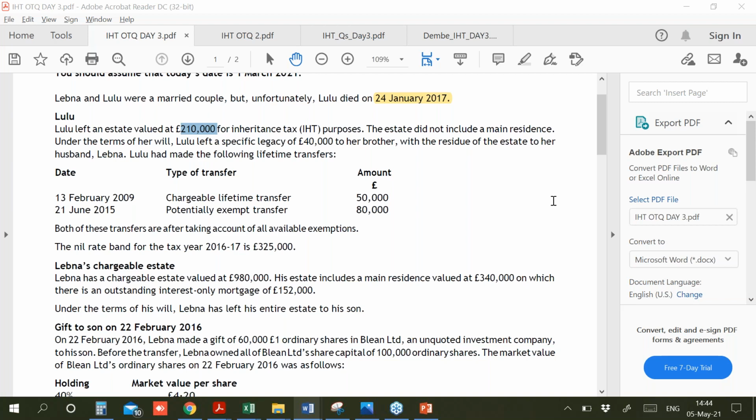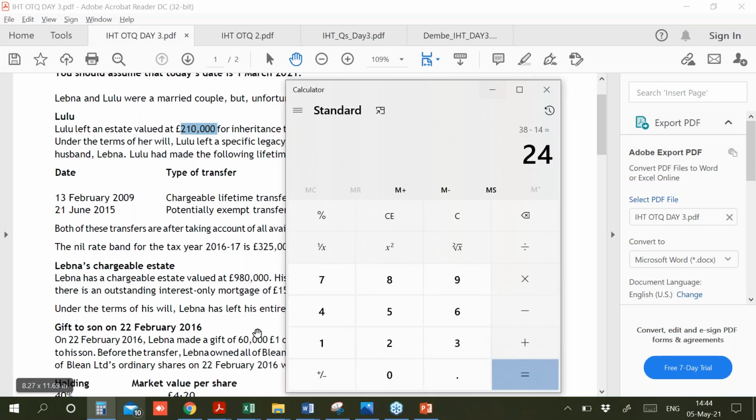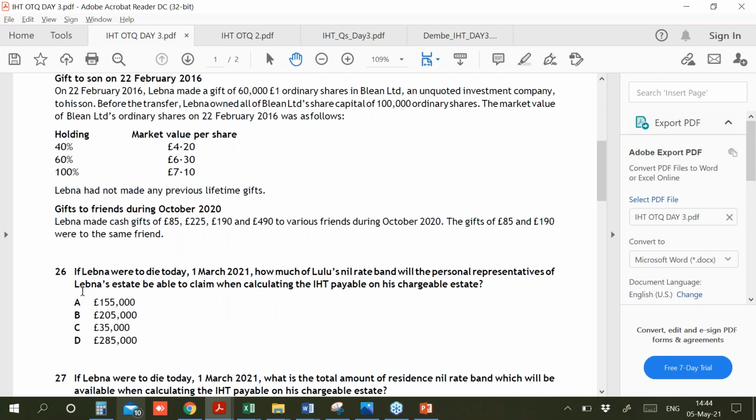So that's why, out of 325,000, I will deduct only the two amounts. That is 325,000 minus 40,000 that has been left to the brother and 80,000 that was a gift on 21st June. 205,000 of the nil rate band was left. So guys, what is the correct answer? How much can Lebna take out of Lulu's nil rate band? Which answer is correct? Obviously the answer B. B is the correct answer.